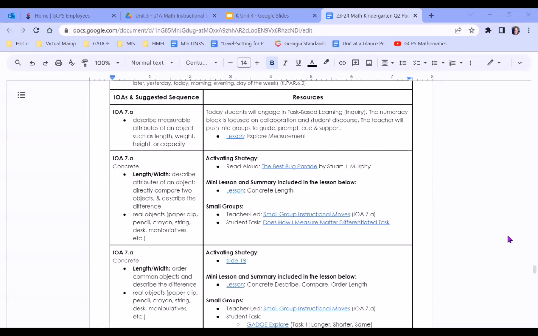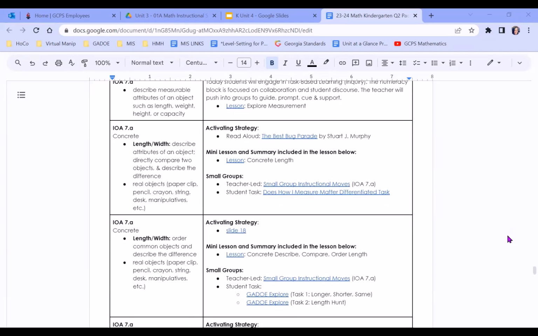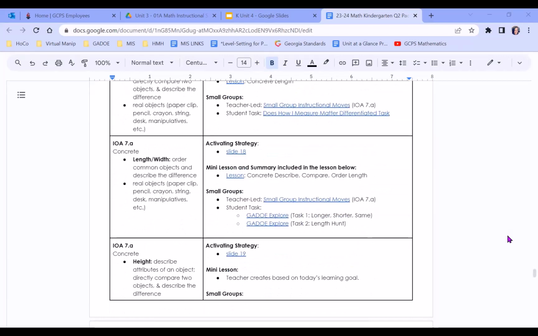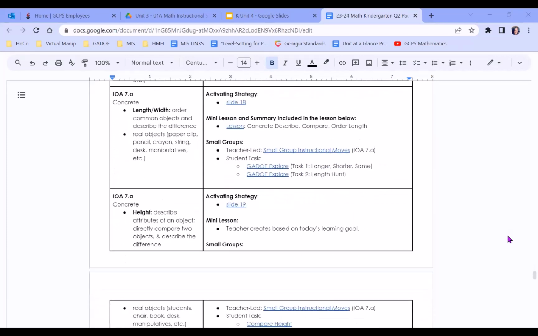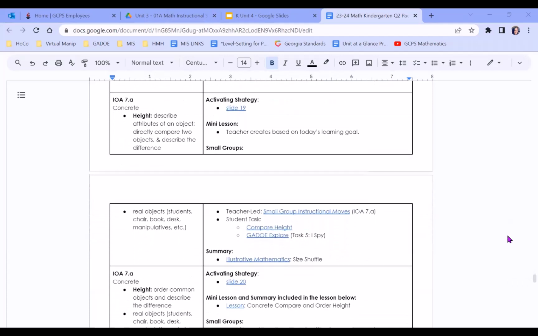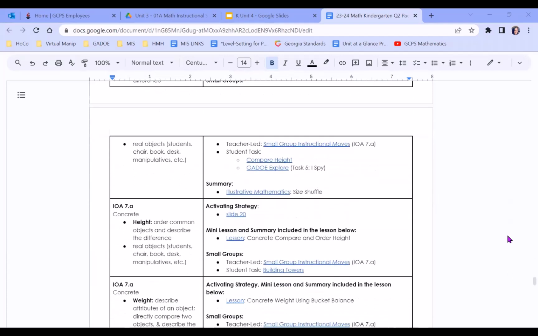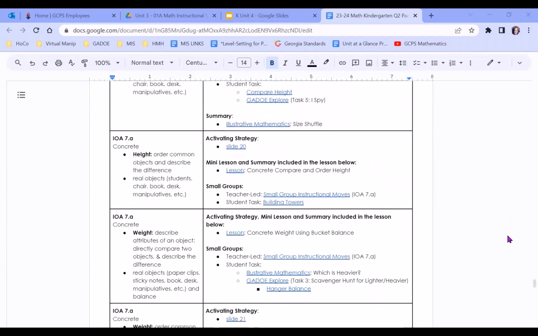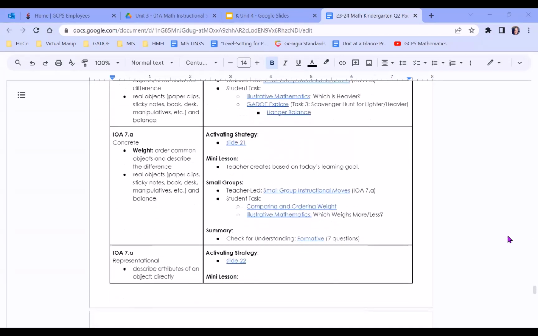Students will then dive deeper into each measurable attribute with a suggested pacing of 2 days for each: length and width, height, and weight. Students are expected to describe attributes of an object, directly compare two objects, and order objects.